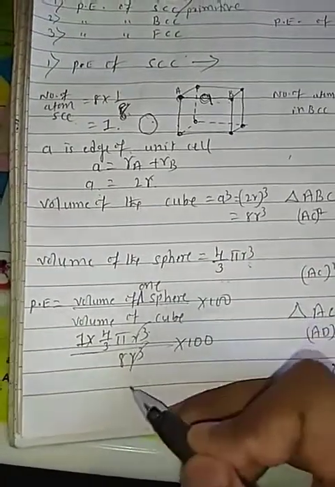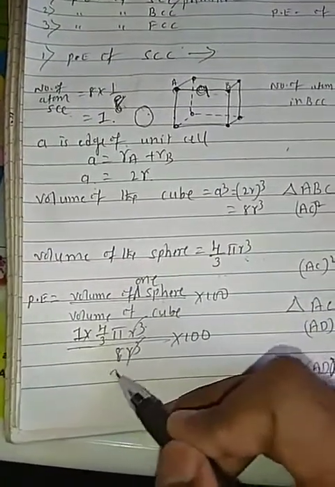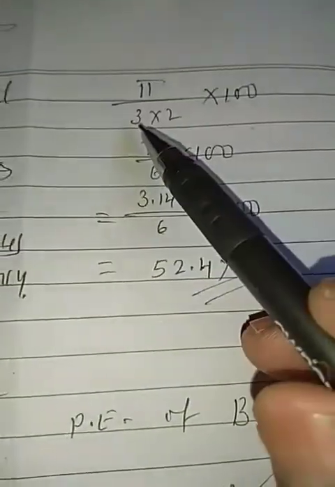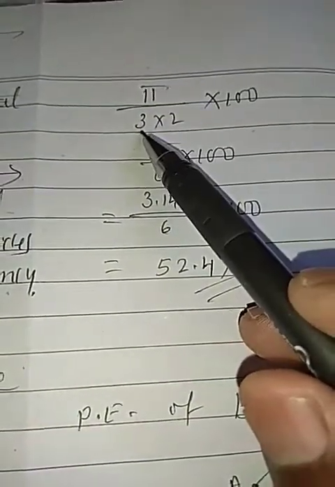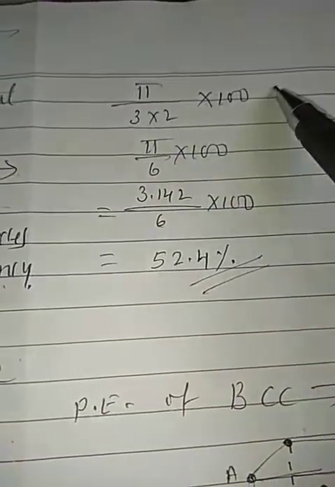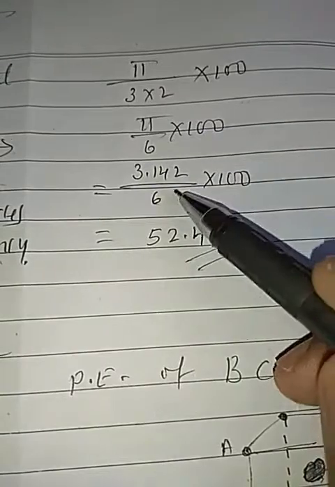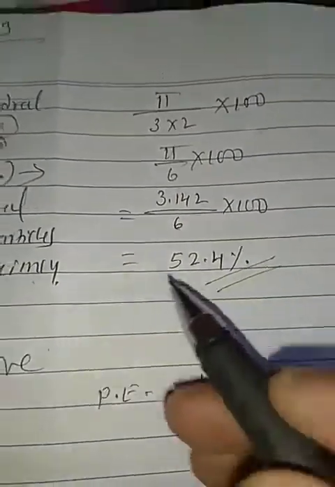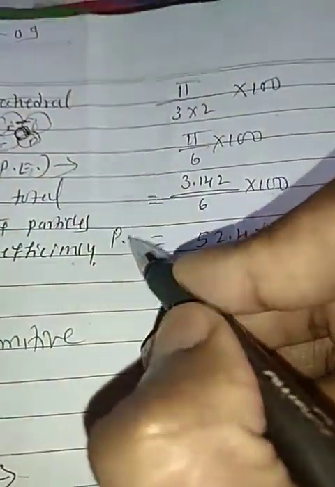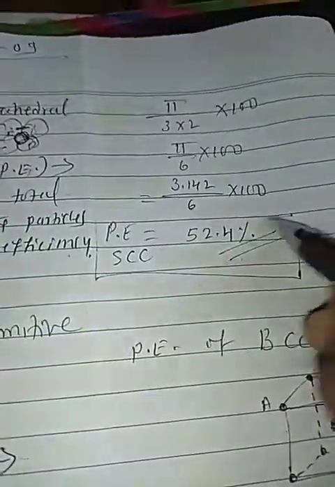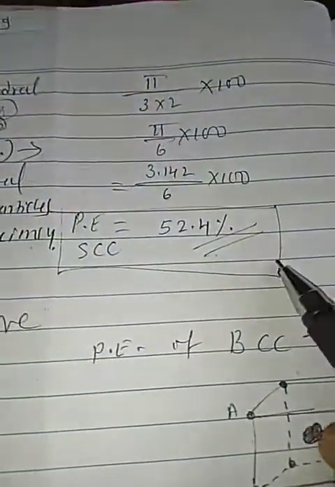R cube gets cancelled, 4 ones are 4, twos get cancelled. Then 4 by 3 into 2, into 100, that is pi by 6. Taking the pi value 3.14 and dividing by 6, we get 52.4, the packing efficiency of SCC. Right, students? Understood?